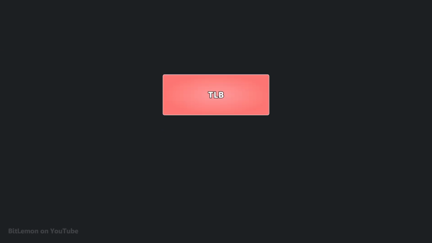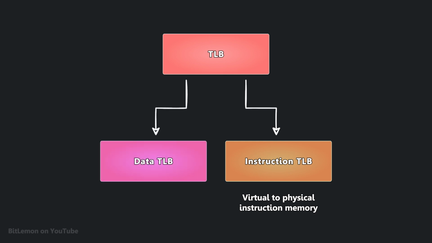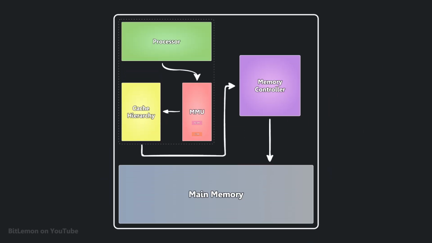TLBs come in two types: the instruction TLB, which translates virtual addresses to physical addresses for CPU instructions, and the data TLB, which translates virtual addresses to physical addresses for data. Modern systems typically implement both components, allowing them to work together and reap the benefits of both types.